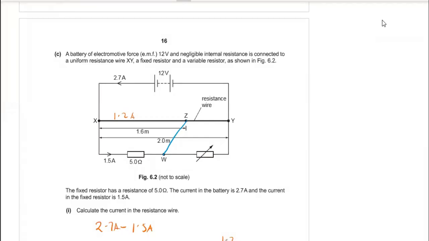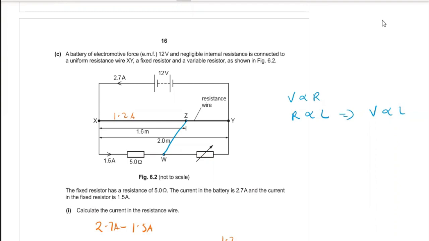Now, for this question, what we know is that from Ohm's law, voltage and resistance are directly proportional. So the voltage across a component is directly proportional to the resistance. And we also know that resistance is directly proportional to the length. This implies that voltage is also directly proportional to the length.